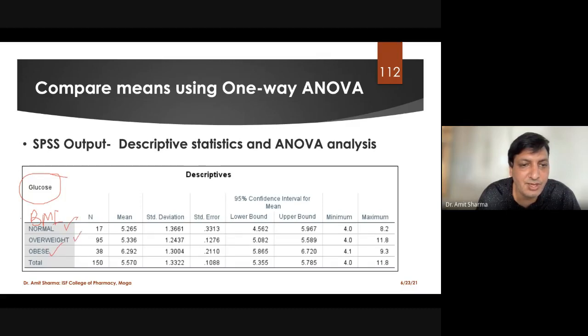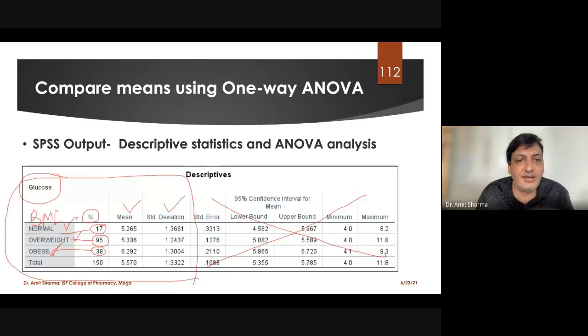So you are going to find how many patients have what BMI level. 17 patients have a normal BMI, 95 are overweight, and 38 patients have a BMI more than 27.5, so under the category of obese. And you can find out the mean and the standard deviation. We don't require all this. So till here we are going to add the n numbers, mean, and standard deviation in the thesis.